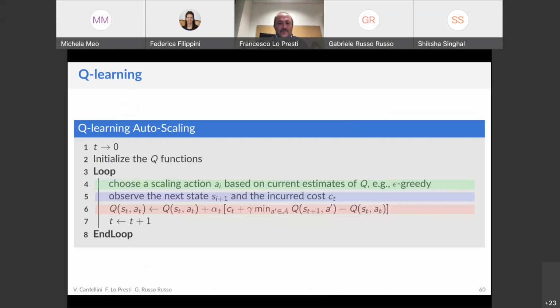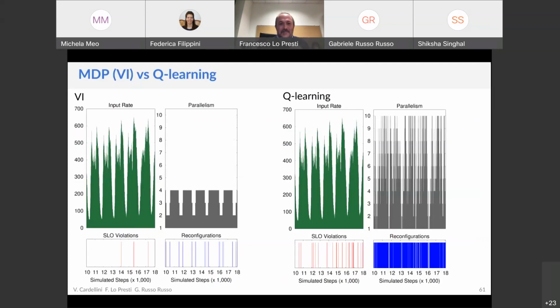So if I put the three things together, my Q-learning scaling is basically choosing a scaling action based on the current estimate, and epsilon-greedy works fine. Observe what happened, and then I use this to update my Q value function. And I do this over time. So I act on the system and at the same time I end up learning. Now there are two things to be aware of. From one point of view, it is very simple. On the other hand, the performance is rather sloppy.